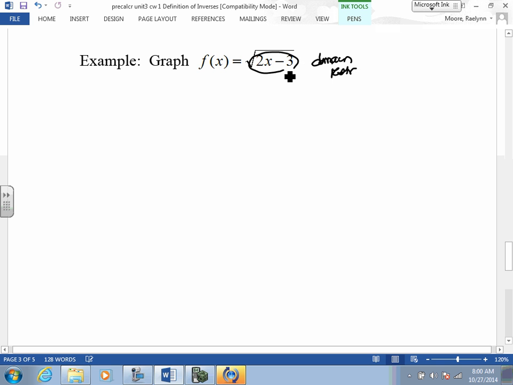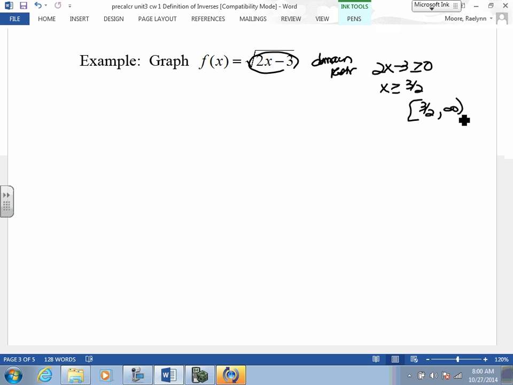We said this cannot be negative. So we're going to add 3 and divide by 2. So from 3/2 to infinity is our domain. And our range, we know what our range is going to be too, because our range can never be a negative number. So we can pretty much spot our range. So let's take a look at finding its inverse.